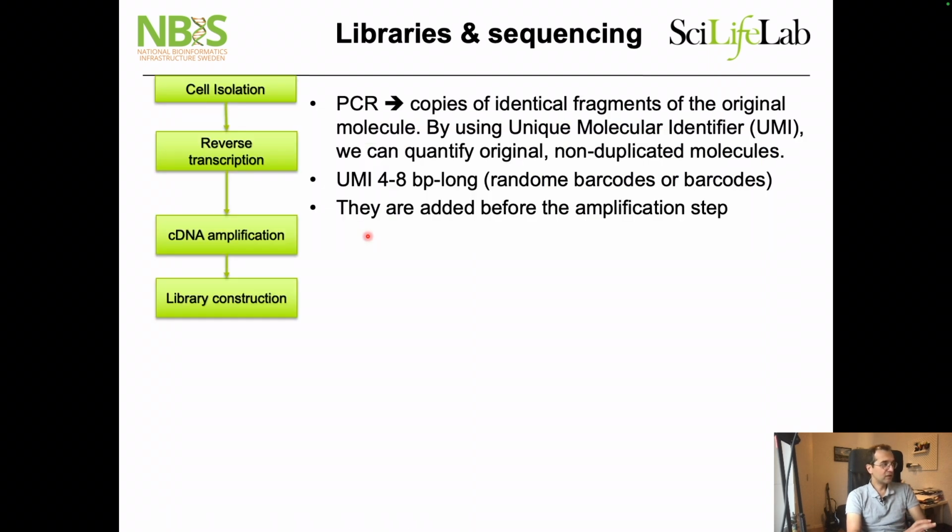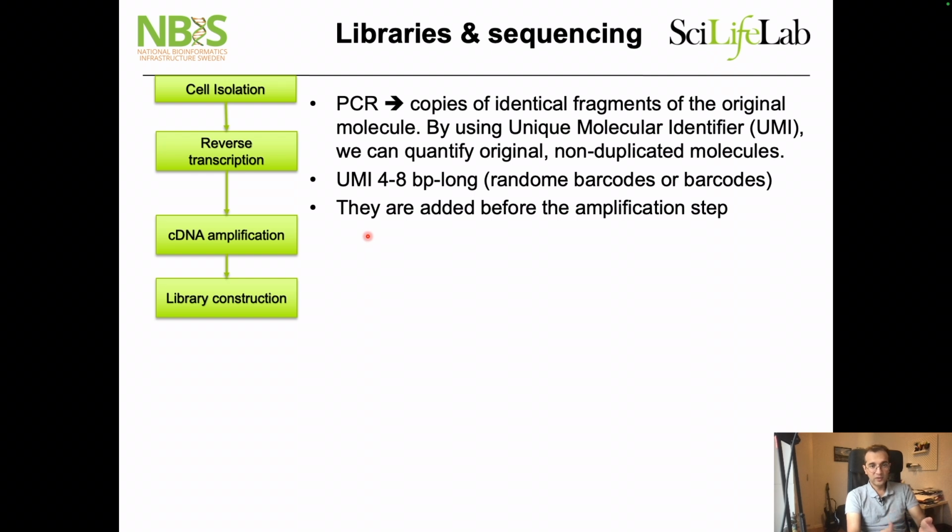Now, let me tell you very quickly about the library preparation and sequencing, and it's a very simplified version of that. There are more details in it, but it starts with cell isolation. And then you have reverse transcription, where we add UMI. I will talk about UMI in a second. And then after reverse transcription, we have amplification of the cDNA, and then eventually tagmentation and library construction.